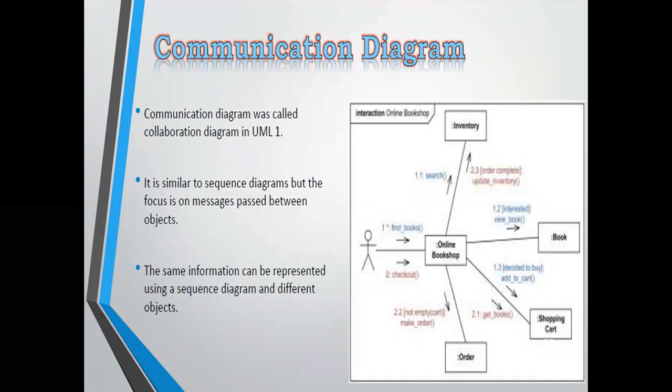Here you can see the customer. They will find the books from the online bookshop. Then the online bookshop will send the request, or pass the message for search, to the inventory system. Then it will check for those books. There are several messages for the online book management system. This is the communication diagram. Messages pass between the objects for communicating with objects.